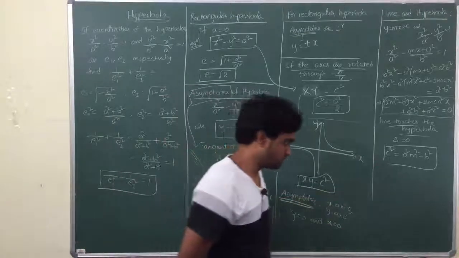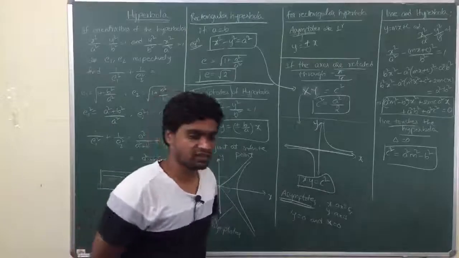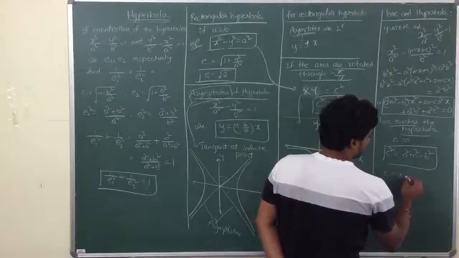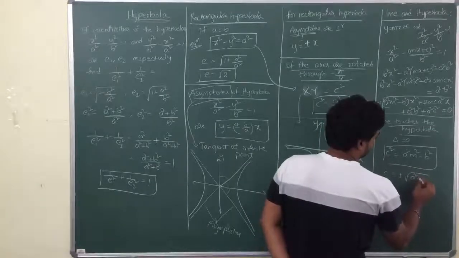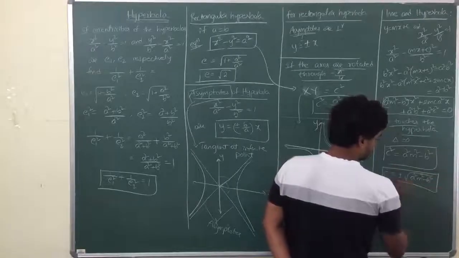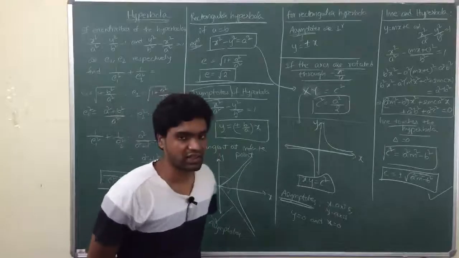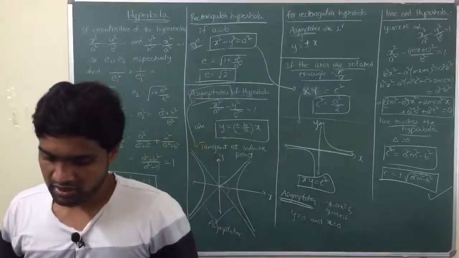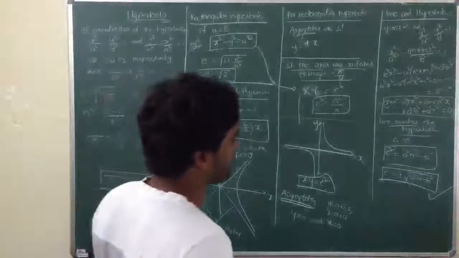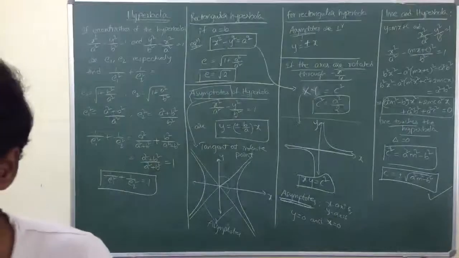Any doubts here? C square is equal to a square m square minus b square. So c is equal to plus or minus under root a square m square minus b square. In ellipse we'll get a square m square plus b square. In hyperbola it is a square m square minus b square. That is the only difference.